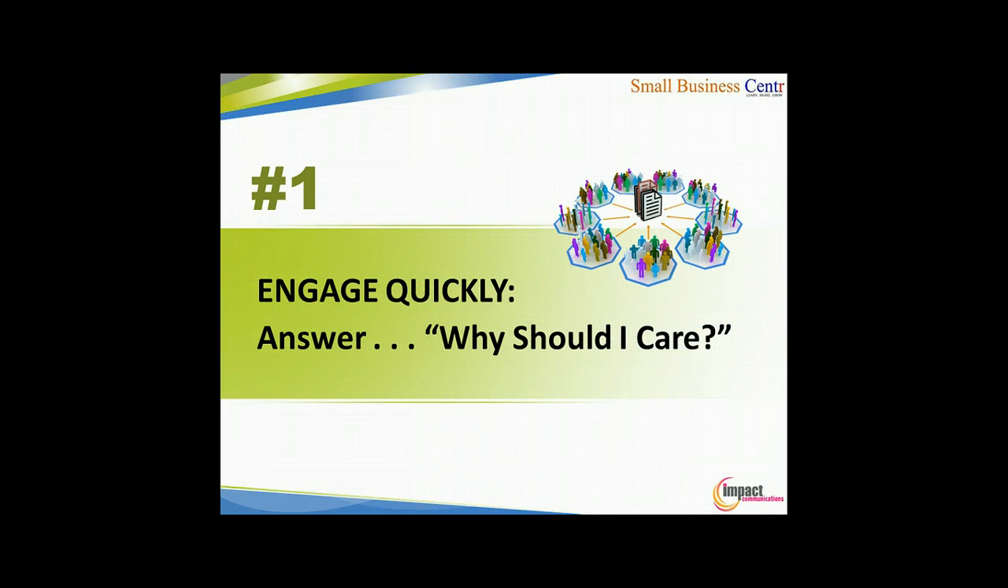So that's how we came up with this formula, the 3 steps that are necessary to engage and connect and motivate your audience. And we're going to take a look at these one by one right now. We're going to take a look at first, how do you engage quickly? What does that actually mean? Well, what it means is you're basically answering your audience's unspoken question, which is, why should I care about this?